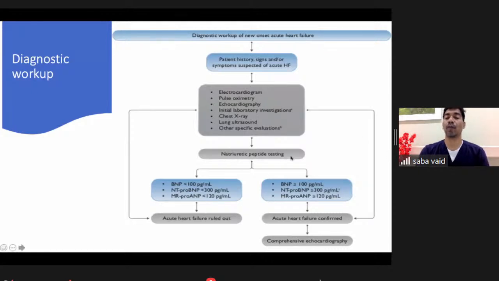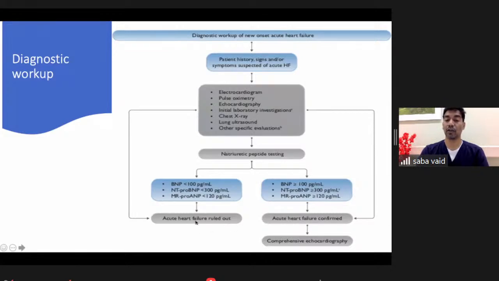BNP is a very important test here because a BNP can technically rule out cardiac failure if it is within the normal range. So it has become a gold standard for those patients who come in with signs of failure. You do a BNP or an NT-proBNP, and if your BNP values are more than your baseline reference values, you can almost always rule in a heart failure.